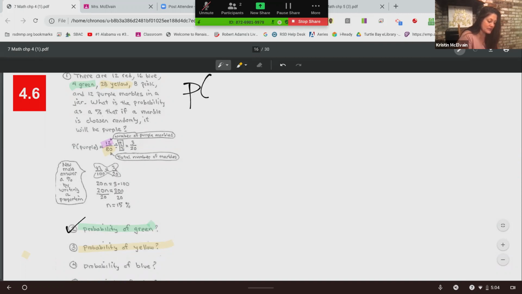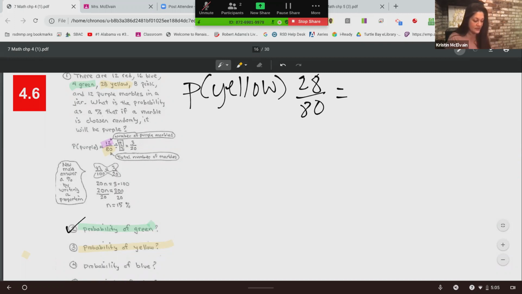So the probability of pulling a yellow: there are 28 out of 80. We're going to simplify that. I know 4 works. If we divide each by 4, 28 divided by 4 is 7, and 80 divided by 4 is 20. So we have a probability of 7 out of 20 to get yellow. Let's find out what the percentage is. We are on number 3.